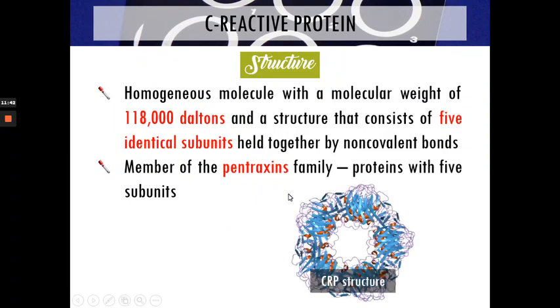All right, so here is your CRP structure. One, two, three, one, two, three, four, five. So five. So this is your CRP, C-reactive protein structure. Again, 118,000 Daltons, five identical subunits, member of your pentraxins family. One, two, three, four, five. And the CRP subunits, so five, so pentraxins.